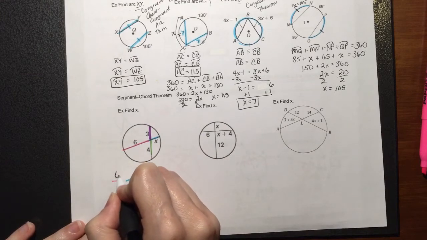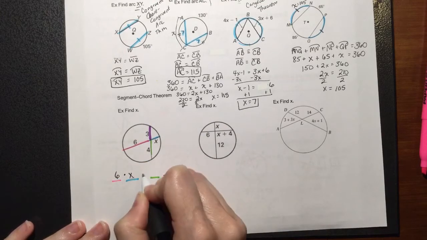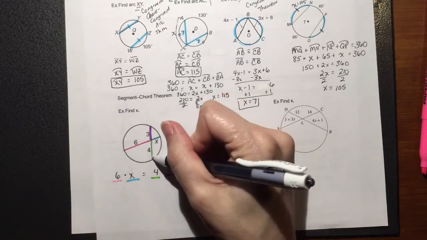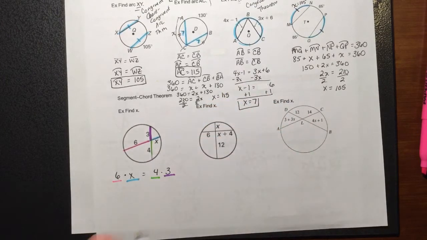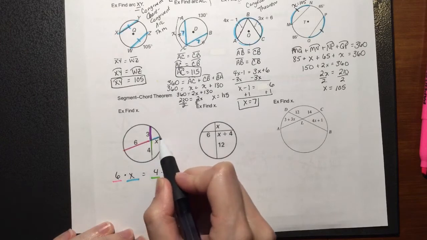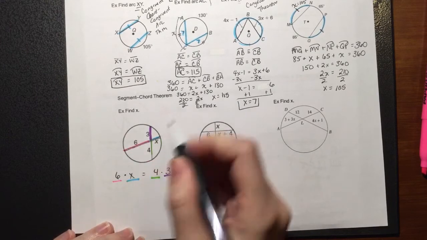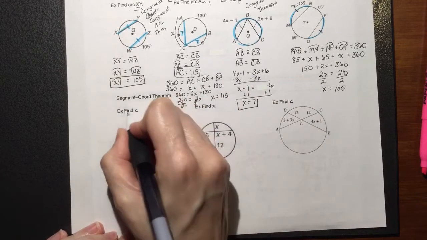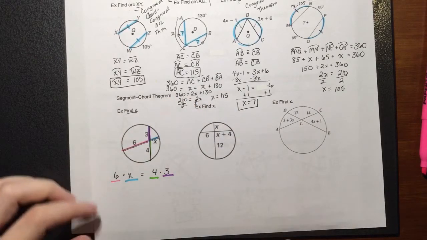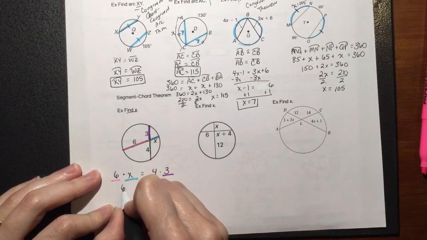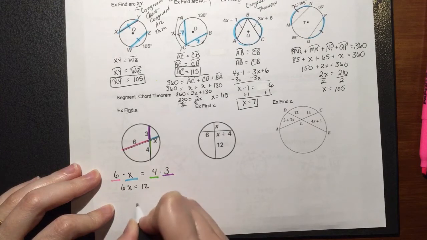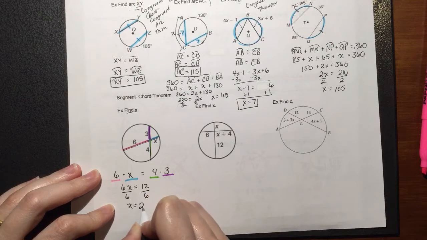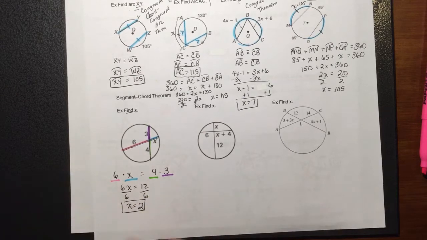So 6 times x is equal to 4 times 3. And the big thing is just making sure that the parts that you're multiplying are the parts that make the same chord. So 6 times x, 3 times 4, and then from there you just do what the directions tell you to do. This one says find x. So 6x is equal to 12. Divide both sides by 6, and x is going to be equal to 2.